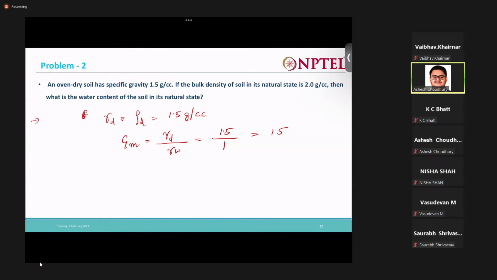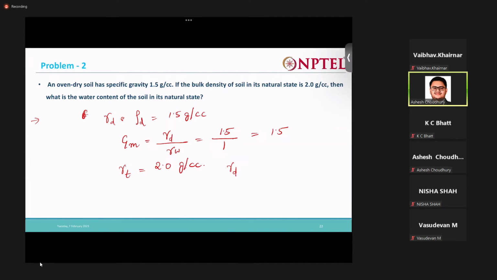Then what is the bulk density? The bulk density gamma T is given as 2 gram per cc. We need to find out the water content of the soil in its natural state. So there is one very important relation, that is gamma D is equal to gamma T, gamma total meaning the bulk unit weight, divided by 1 plus water content.